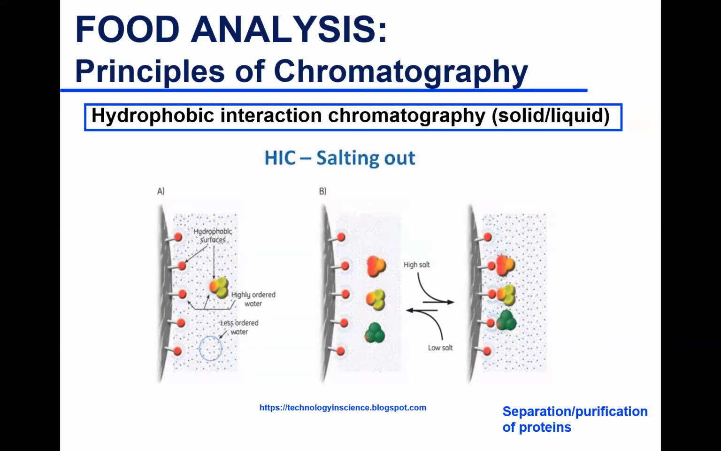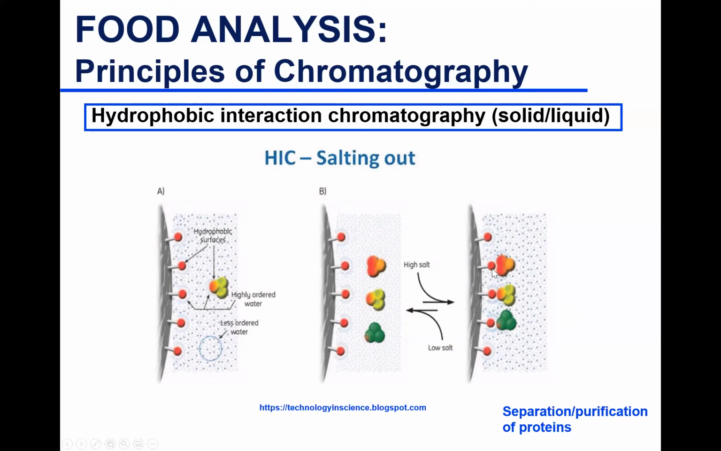So when you block all potential polar components, that is your charges, with the salt, now you are highlighting hydrophobic interaction. Those that are least hydrophobic will interact the least and will leave the column first. Those that have the most surface hydrophobicity, when the charges are shielded on the same surface, interact the most with the column.